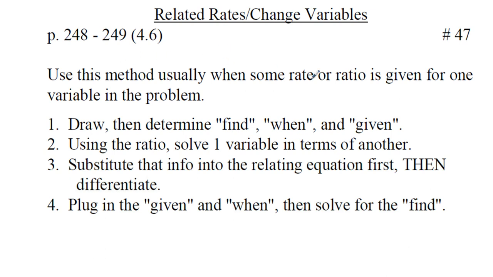Use this method usually when some rate or ratio is given for one variable in the problem. And the particular instance here we're going to explore is where we are given two variables. And with two independent variables that are changing at the same time, it is immensely helpful if we can get one of those variables in terms of the other. And so this is a level of complexity that exceeds what we looked at in the lesson for Note Card 46. But initially in the setup, it's all similar.